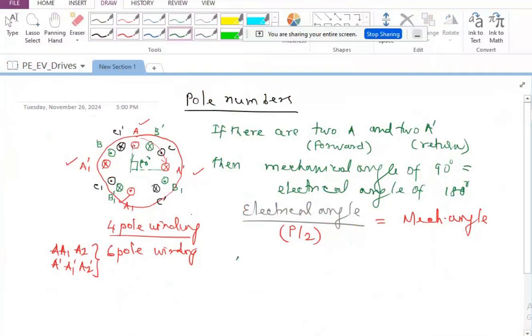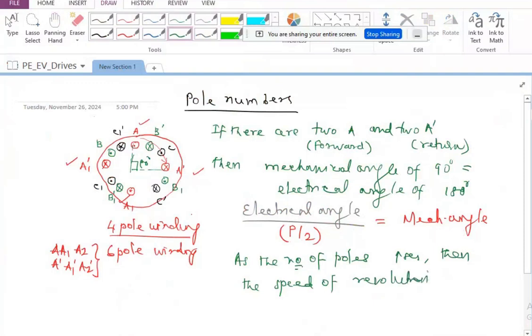So this is a very, very important factor. As the number of poles increases, the speed of revolution of the magnetic field decreases.